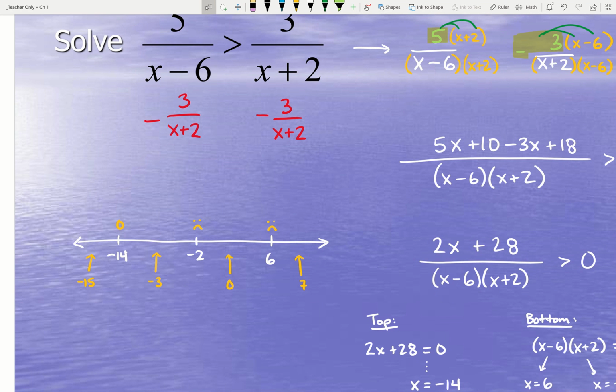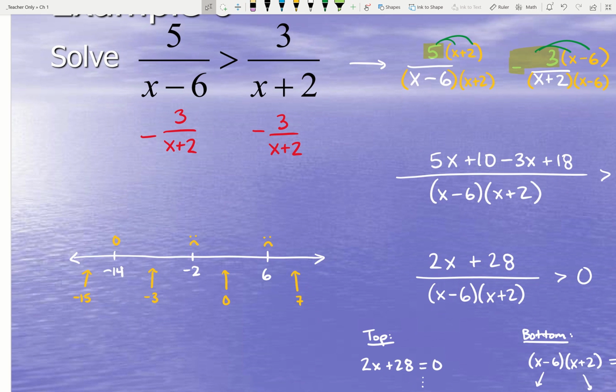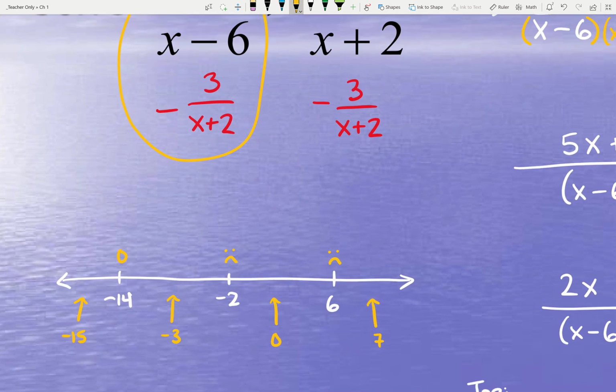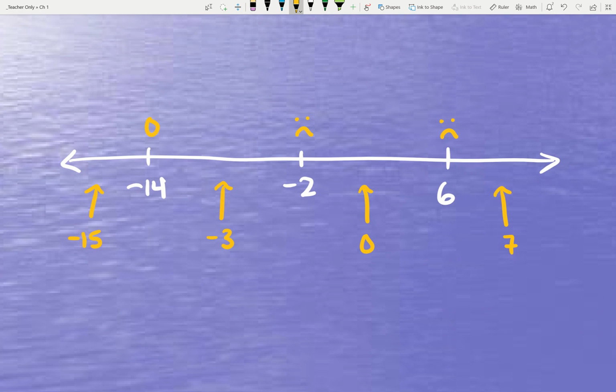So if I plug in a negative 15, and keep in mind, I'm going to plug that into my original problem here. This is before I tried to find a common denominator. This is before I tried to simplify it down. Because if I made any mistakes in that work, then I would be plugging into something that is incorrect from the start. So I'm just going to plug into this expression, the 5 over x minus 6 minus 3 over x plus 2. If I plug in negative 15 into that, I get something that is going to be negative, and I'm just going to continue to plug through. If I plug in negative 3, I get something that is positive. If I plug in 0, I get something that is negative. And if I plug in 7, I get something that is positive.